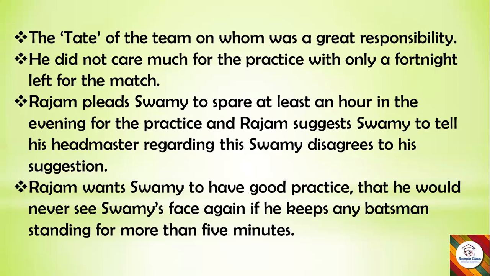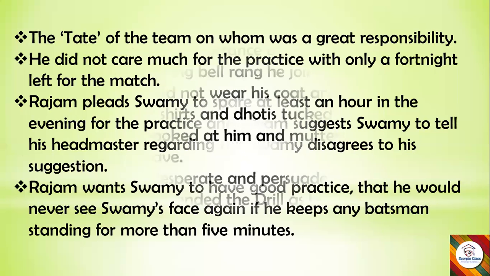And he warns him that he should not let any batsman be on the ground for more than 5 minutes. That means any batsman of the opposite team who is on the field should be bowled or made out, because he is a fast bowler, so he should not allow them to stay on the ground for more than 5 minutes. He wanted to be so perfect, so practiced enough that he should not give the batsmen of the other team time to stand in the ground for more than 5 minutes. They should be out in any way. So this was the planning and the warning given to Swami by Rajam.